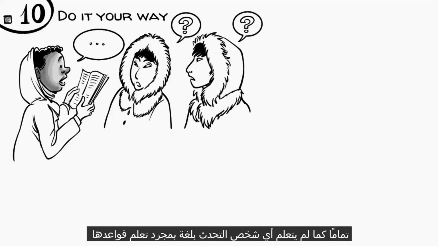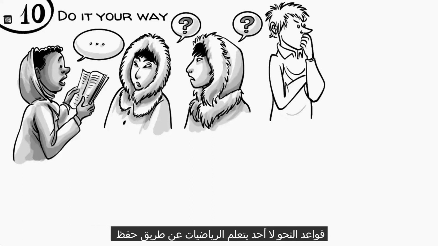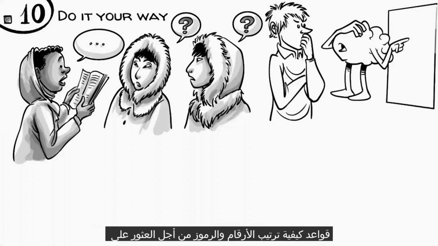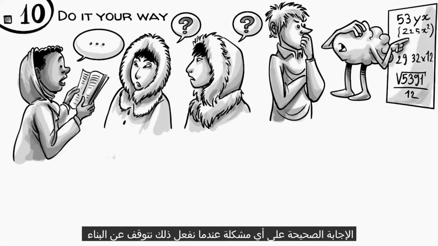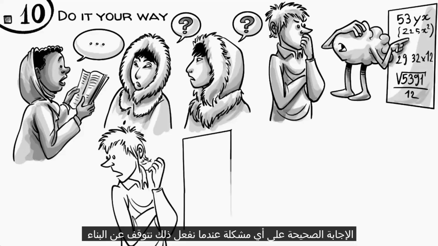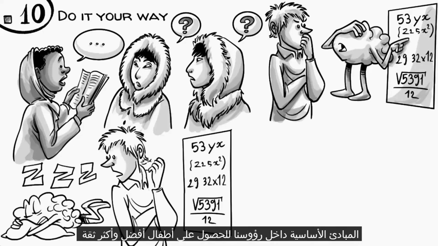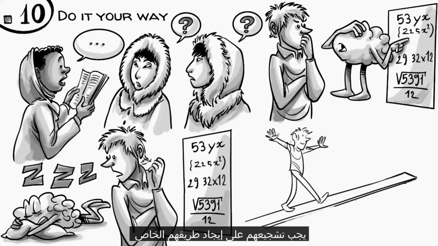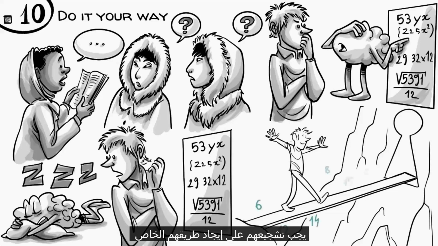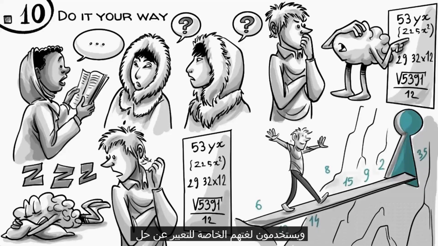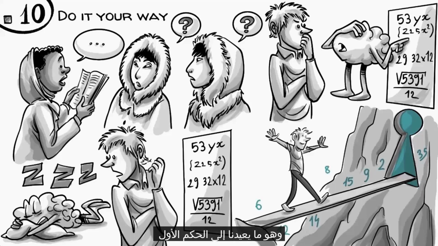One way to solve this is to do it your way. Just like nobody ever learned to speak a language just by learning the rules of grammar, nobody learns math by memorizing the rules of how to arrange numbers and symbols in order to find the right answer to a problem. Whenever we do that, we stop constructing fundamental principles inside our heads. To get better and confident, children should be encouraged to find their own path and use their own language to express a solution. Which brings us back to Rule 1.